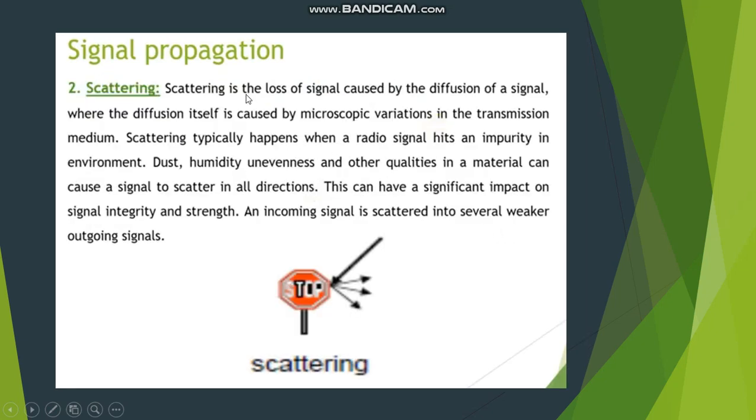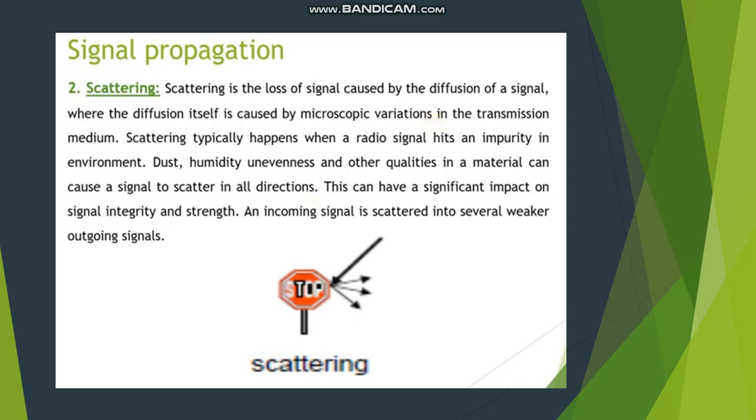Next is scattering. Scattering is the loss of signal caused by diffusion of a signal. Now, everyone knows what scattering is. We have studied scattering of light. Scattering of light is spreading light out in different directions. There are many material mediums which scatter light signals. The ones which scatter light signals also have the ability to scatter radio signals. Scattering typically happens when a radio signal hits an impure environment. Dust, humidity, unevenness, and other qualities in a material can cause a signal to scatter in all directions.